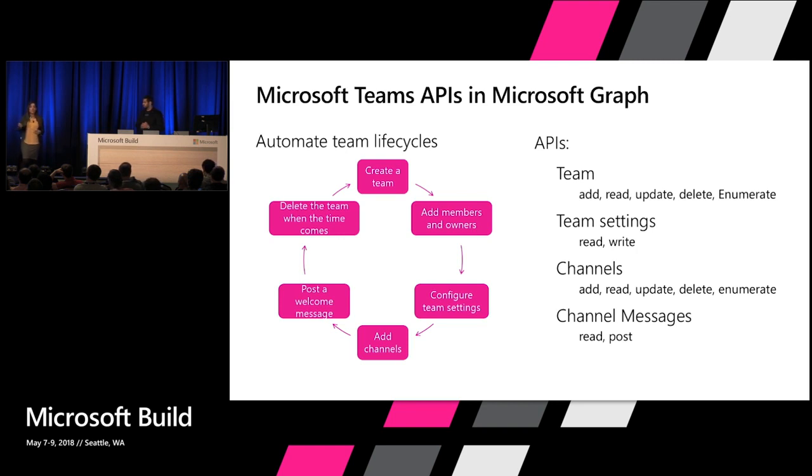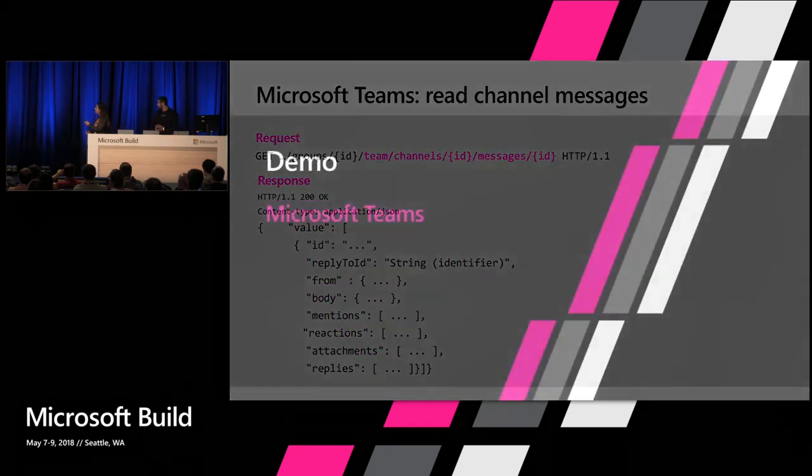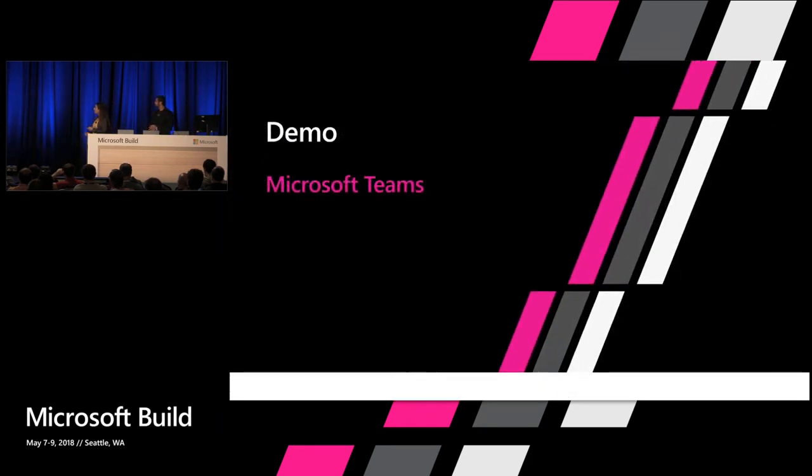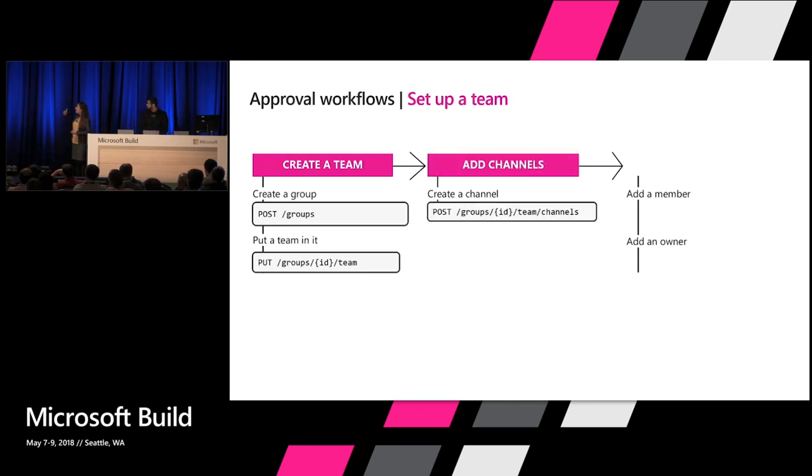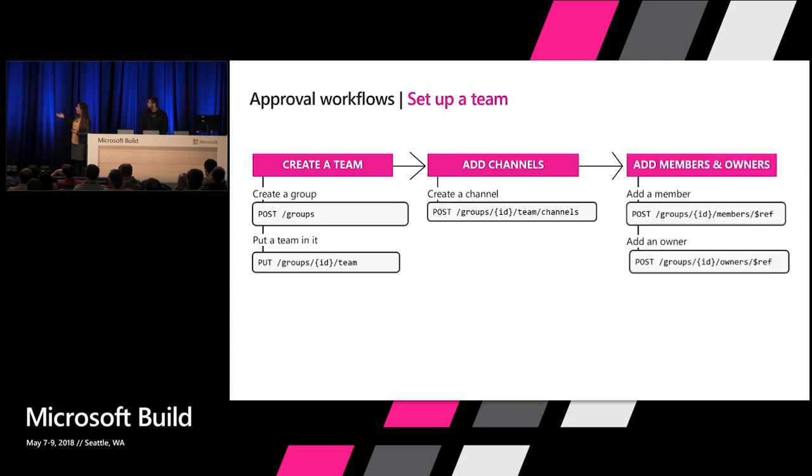So we're going to see a demo of how we do this in an application. 6. Oh, but let me first talk to you about what we're going to see. We're going to create a team, and creating the team is a request to the groups endpoint, because all of the teams are groups. Then we're going to create the channels, and we are going to add the members and the owners to this particular team. OK. Right. So that's 6.